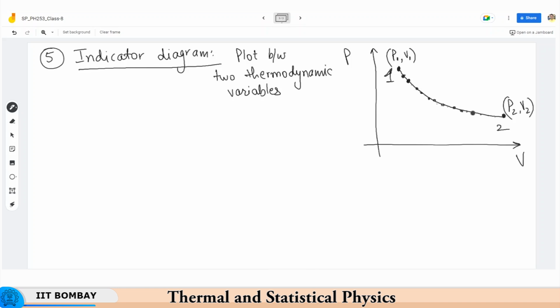So basically maybe I can write: solid line connecting two equilibrium states in the indicator diagram.